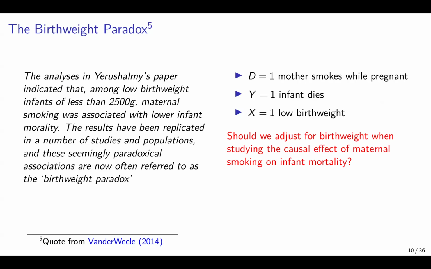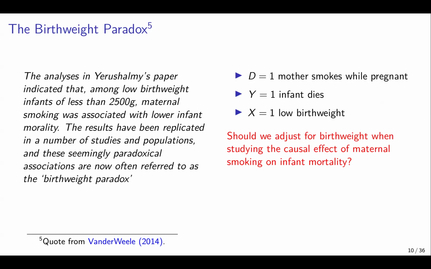So, to help understand the framework that I am about to introduce, I would like to give you another example. This is sometimes called the birth weight paradox. It's appeared in a number of different papers in the epidemiology literature, and at the bottom of the slide I have a link to one in particular from which I took this quote. This refers to a paper that indicated that among low birth weight infants of less than 2,500 grams, maternal smoking was associated with lower infant mortality. So the babies whose moms smoked were less likely to die.